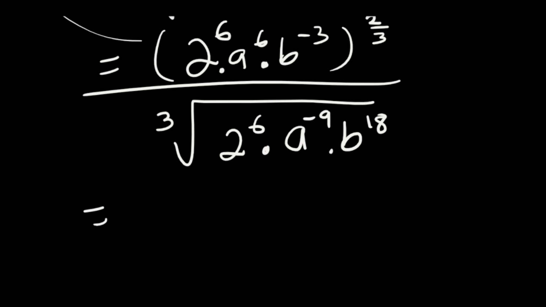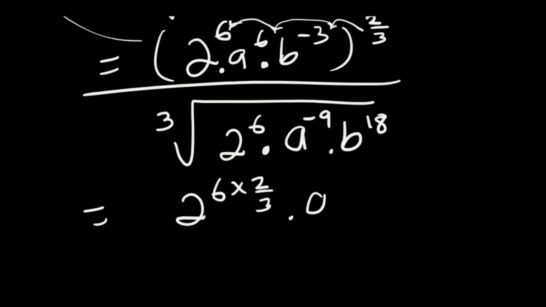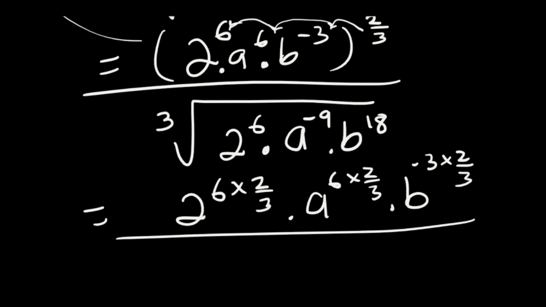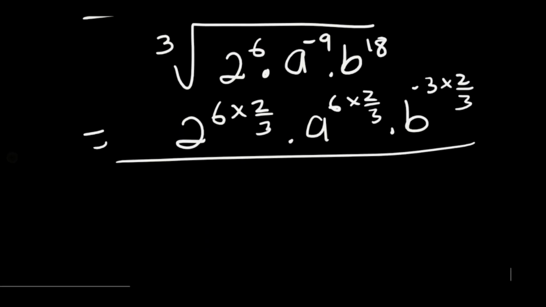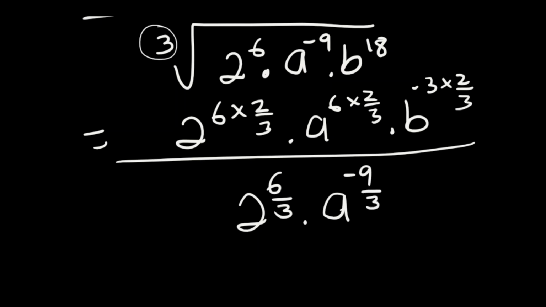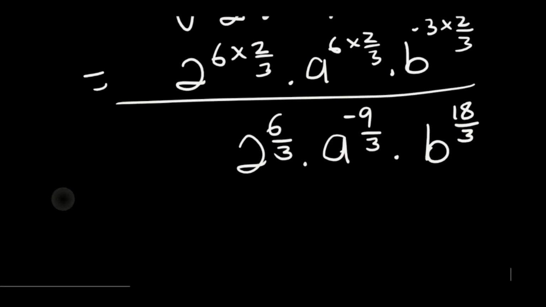And then from here, what we're going to do from the top is the power of 2 over 3 is going to multiply any power that it finds inside here. So it's going to be 2 to the power of 6 multiplied by 2 over 3, multiplied by a to the power of 6 multiplied by 2 over 3, multiplied by b to the power of minus 3 multiplied by 2 over 3, right? Divide by, and then now from the square root we'll have 2 to the power of 6 divided by 3. The 3 is this one here, multiplied by a to the power of minus 9 over 3. Remember, I explained this previously, so b to the power of 18 over 3, right?